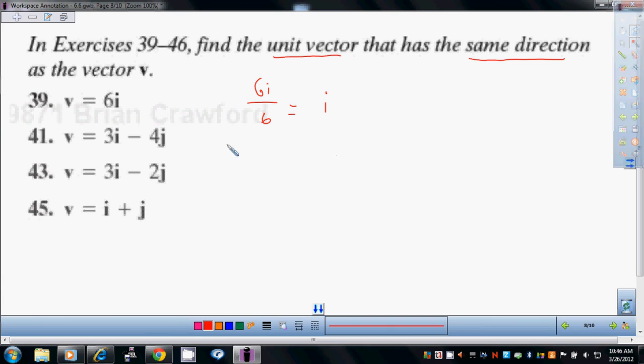41 a little less easy. What's the magnitude of 41? What was it? 5. You're right, when you do Pythagorean theorem. So, the unit vector for this one would be 3/5 i minus 4/5 j. I don't really know how you write the unit symbol, so I'll just leave it like that. 3/5 i minus 4/5 j.